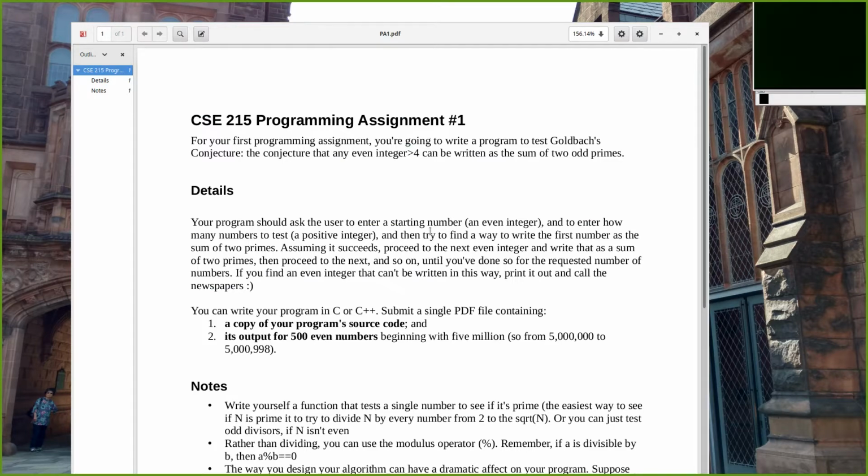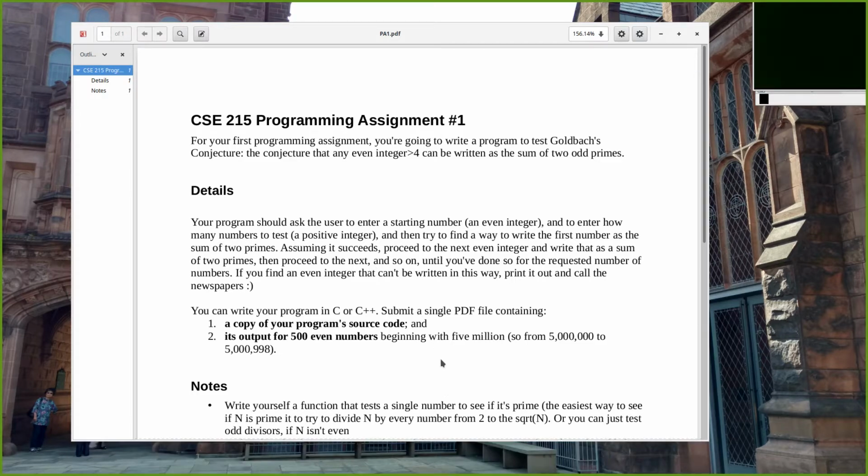So ask the user to enter a starting number, and ask them to enter how many numbers they want to check. Okay, and I'm not worried about syntax checking on this. We're interested in the behavior of the code as far as Goldbach's conjecture. So, ask them for two integers. First is the number that they want to start from, which should be even. The second one is how many numbers they want to check. And then try to find a way to write each of those numbers as a sum of two primes.